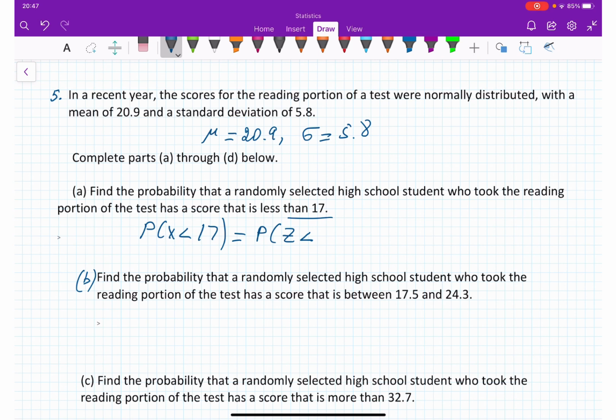X is 17. 17 minus mu 20.9 is equal to negative 3.9, and if I divide by 5.8, it's going to give me negative 0.67. And we will check now in a minute once we enter. Let me write down these numbers. 20.9, 5.8 and 17. Okay, let's go.